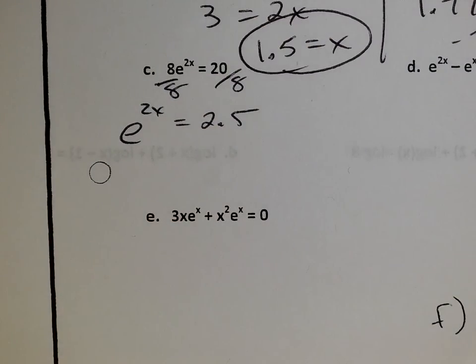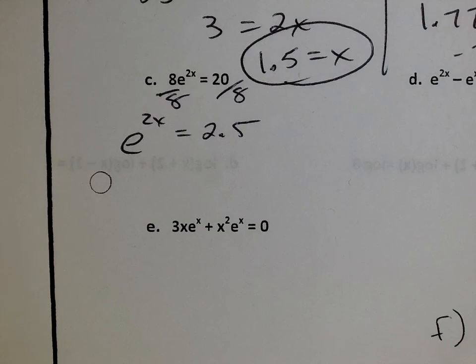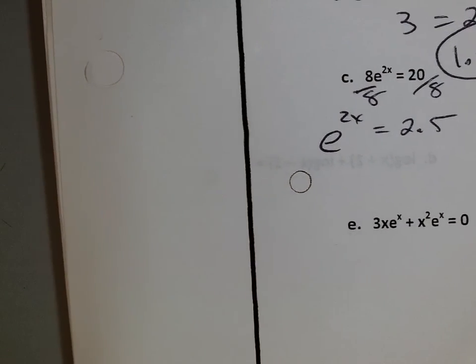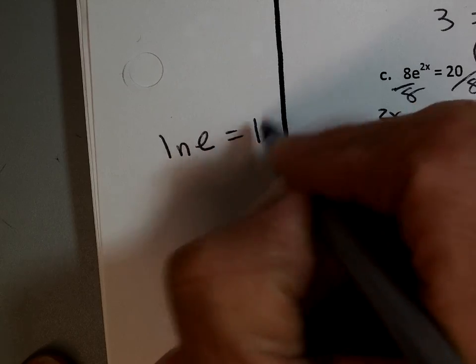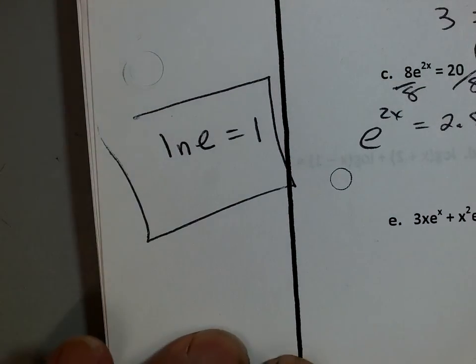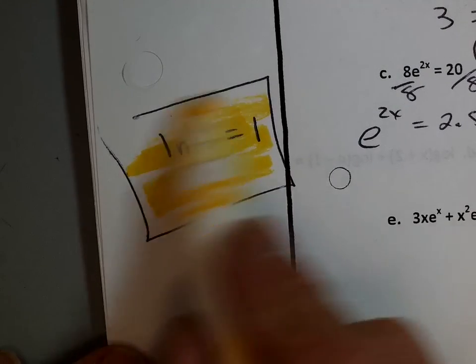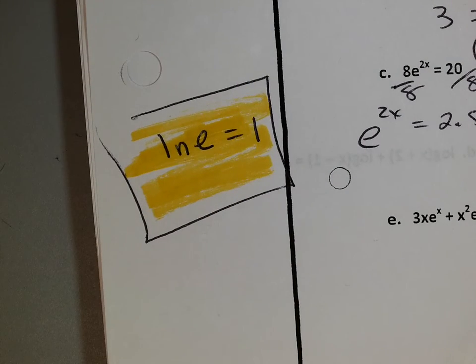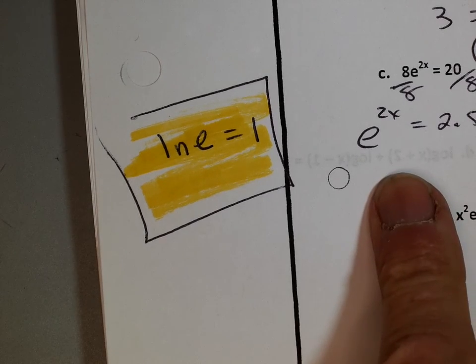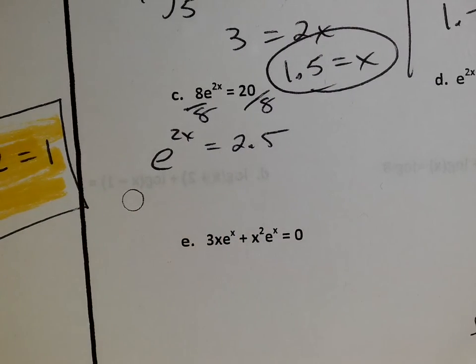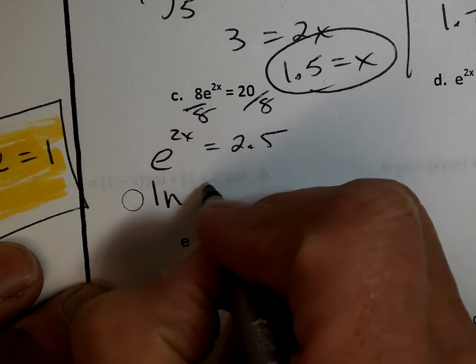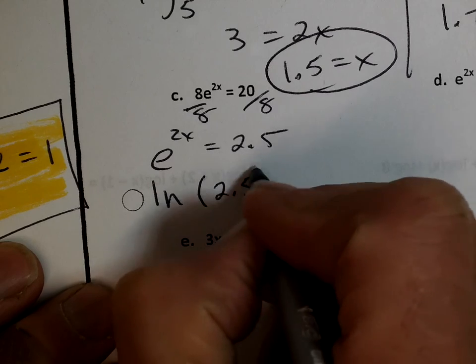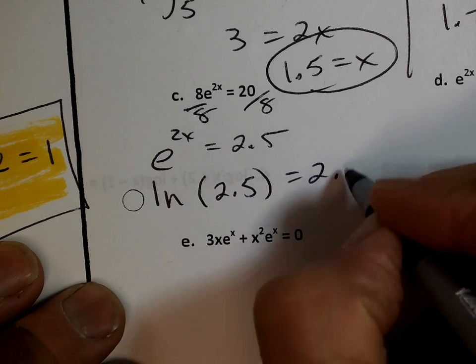Okay? Now, a little bit of side work. ln of e is always equal to 1. In fact, I'm going to put a box around that and highlight it, okay? ln of e is always equal to 1. Always. And it makes sense because of base e, okay? So when I change this to log form, we're going to want to use ln. We're not going to use regular log. So I'm going to go straight to ln of 2.5 is equal to 2x, right?